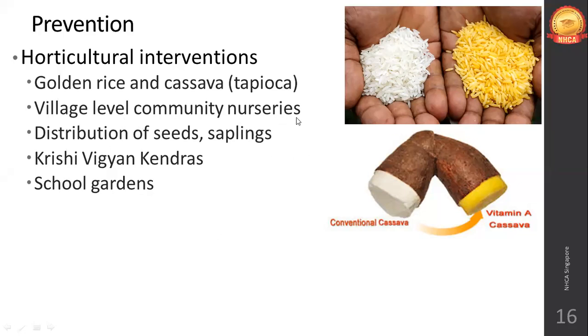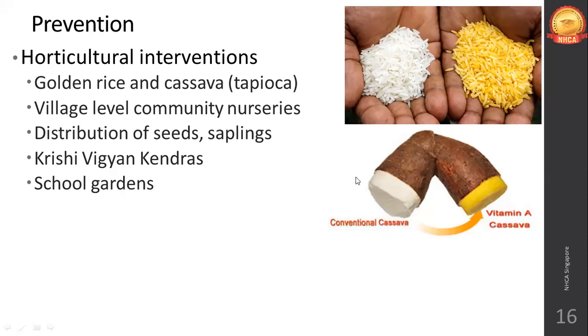Then at village level, we can have nurseries which can give out saplings of the papaya plant, or any other good source of vitamin A, like the shoots of carrots and the saplings of drumstick trees. That can be distributed in a very cost efficient manner at the village level, in rural areas where people can afford it. They can grow it in their backyard and use it. Krishi Vigyan Kendras have incorporated various curriculums for the farmers who are members, continuously teaching them the importance of growing sources of vitamin A in their backyard or in their agricultural field.